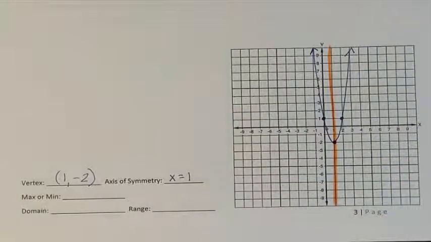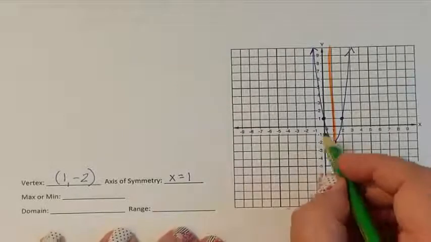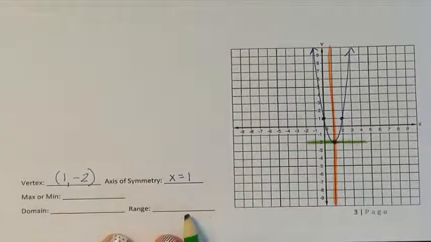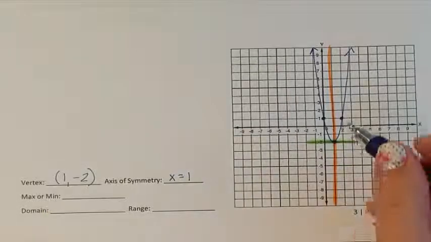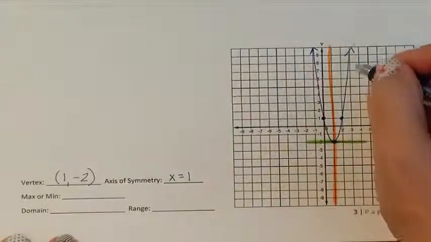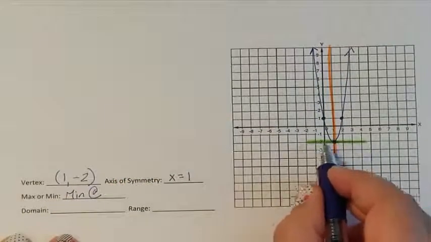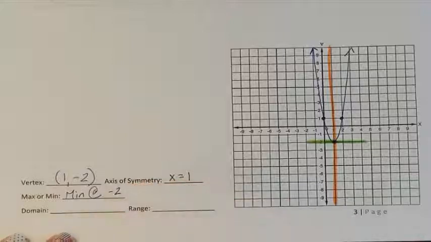Now we need to find our max and min, domain, and range. This vertex right here tells us both our max or min and our range. So I see that this is the lowest point on my U, so this is going to be a minimum, and it's a minimum at the -2 that the green line crossed through.